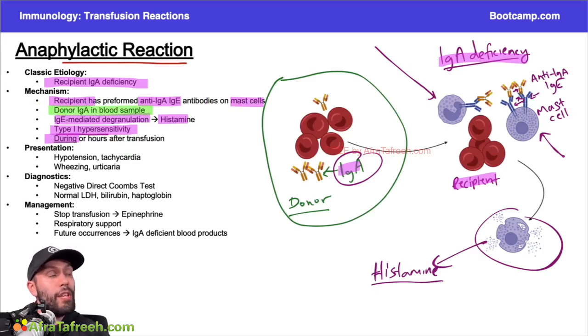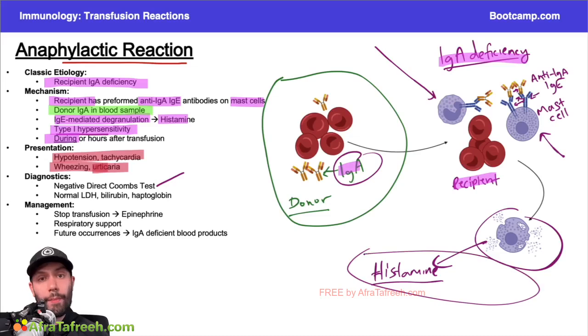So these patients, if you think about it, how does a type 1 hypersensitivity present? Hypotension, tachycardia, urticaria is very classic, wheezing, all the things we talked about in the type 1 hypersensitivity video. Now, if I do a Coombs test, what's going to happen? Well, I'm not marking red blood cells for destruction per se, especially if I'm using anti-A antibodies or anti-B antibodies against the red blood cell surface antigens. That's going to be negative. I'm not getting red blood cells being destroyed here. I'm getting histamine release. I'm getting an anaphylactic reaction from this histaminergic response, from the degranulation.